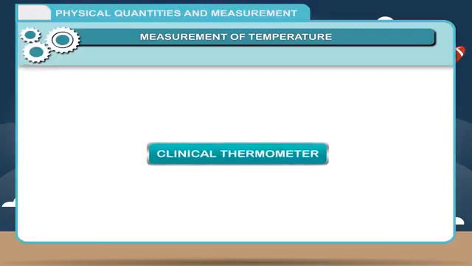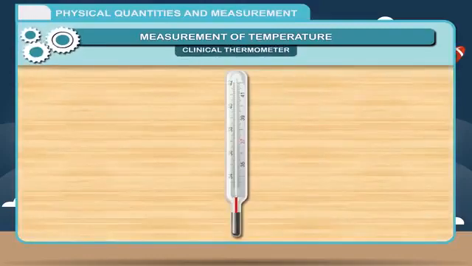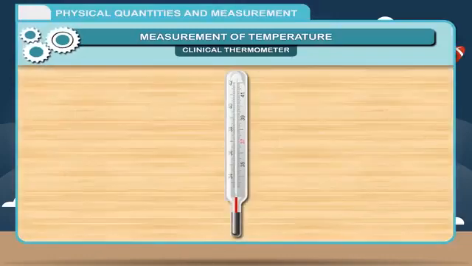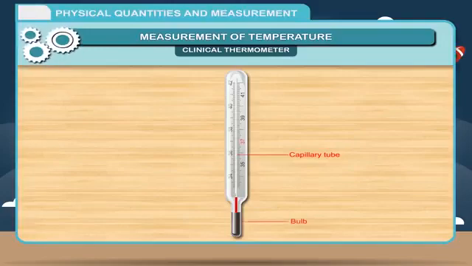Clinical thermometer. It is also called the doctor's thermometer. It is used to measure the temperature of the human body. It measures the temperature in Fahrenheit scale. It consists of a thin capillary tube having a small cylindrical bulb at its lower end. The bulb and part of the capillary tube is filled with pure mercury. There is a small bend in the tube called constriction, or kink, just above the bulb.